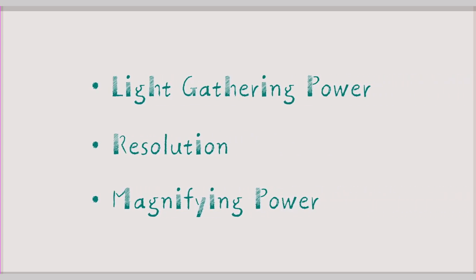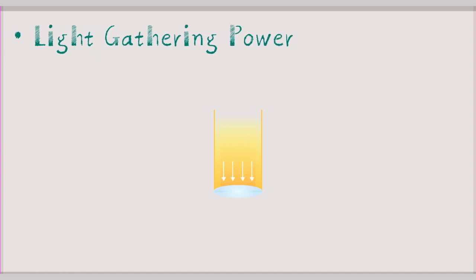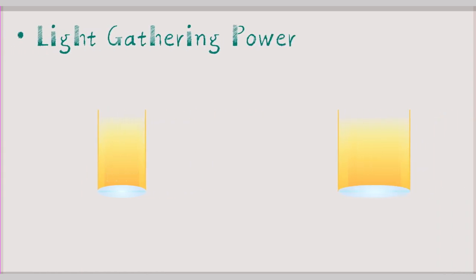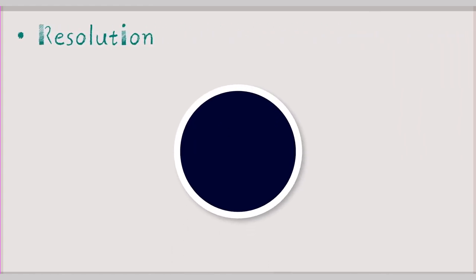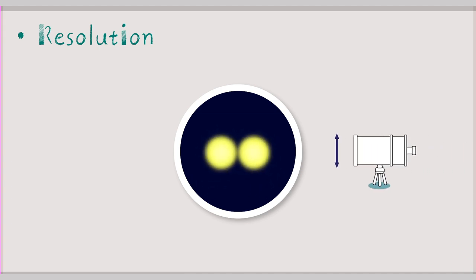Telescopes have three main functions. First, they gather light. This feature of telescopes is called light gathering power. The larger a telescope's diameter, the greater its light gathering power and the brighter its view. The next main feature of a telescope is resolution. Resolution is the ability to clearly distinguish between two objects close up. Again, the larger the diameter, the higher the resolution.